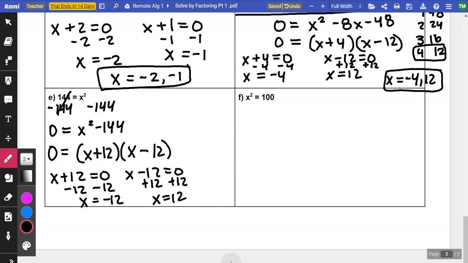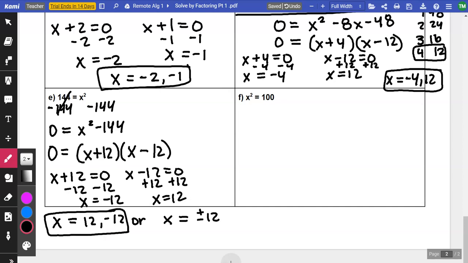So now, when you write your final answer for this, because these are the same number and one's positive and one's negative, you can either write it as x equals 12 and -12, or if you're feeling fancy, you can write it as x equals plus or minus 12. And that just tells me that positive 12 is one of the answers, and so is -12.